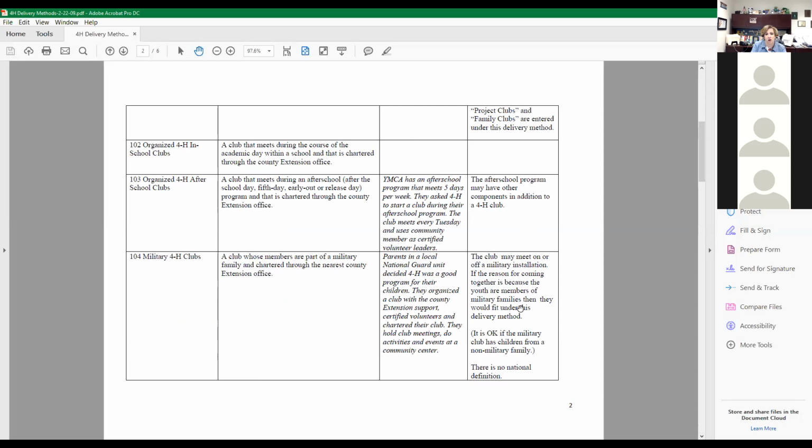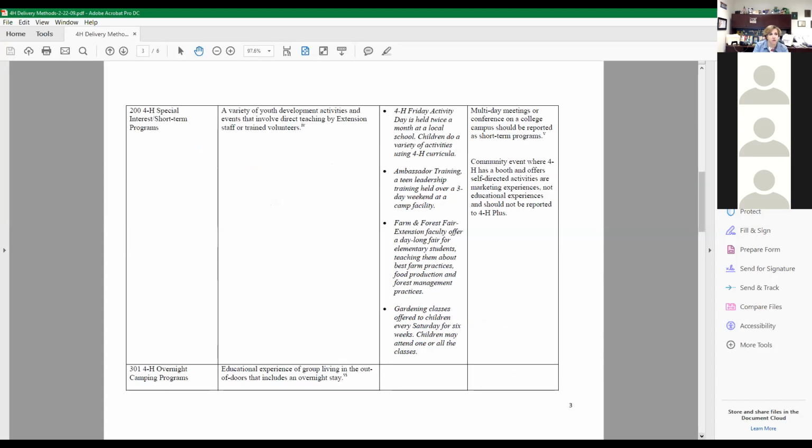This is also, with the military clubs, it's okay if those clubs do have non-4-H or non-military youth in them, but typically they're found in military installations. So the short-term or special interest programs, so this could be 4-H Fridays.